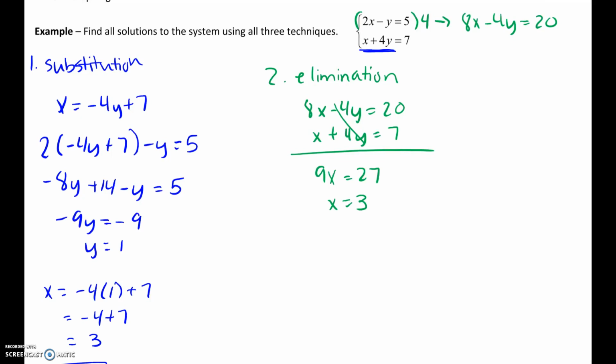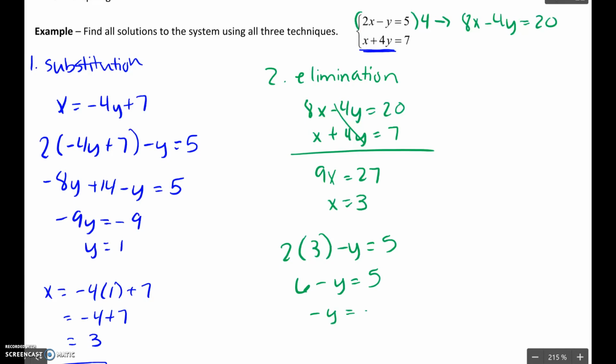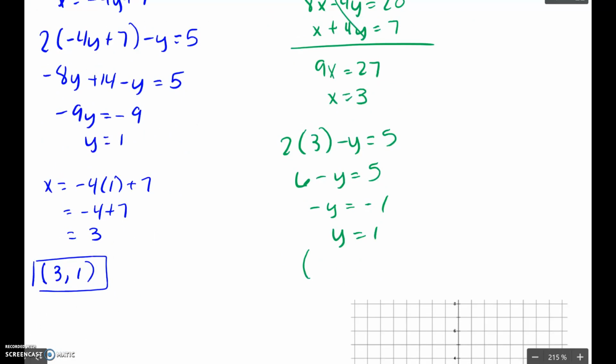Plug that into either equation. I'll probably plug it into the top equation just because it looks easier, but you can choose whichever one you want. So you have 2 times 3 minus y equals 5. 6 minus y equals 5. Negative y equals negative 1. y equals 1. So again, I have the point (3, 1) as my solution. Both of those worked out. Got the same answer either way. It doesn't matter. And now to solve by graphing.